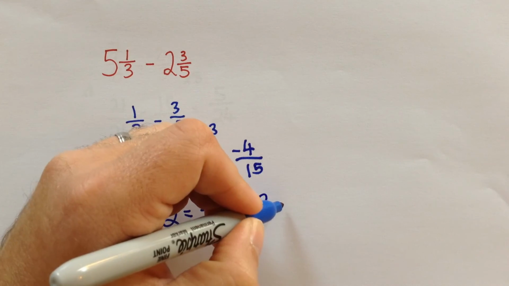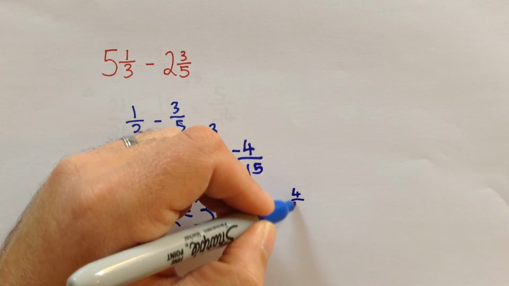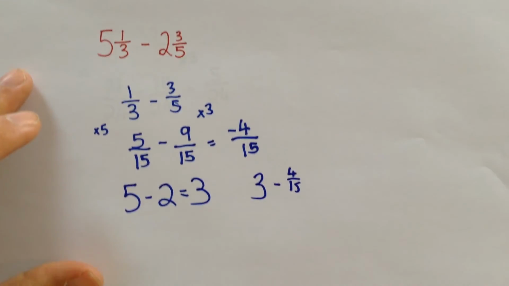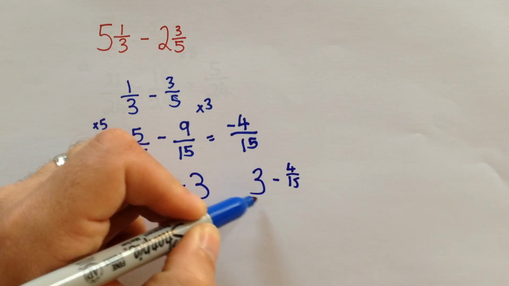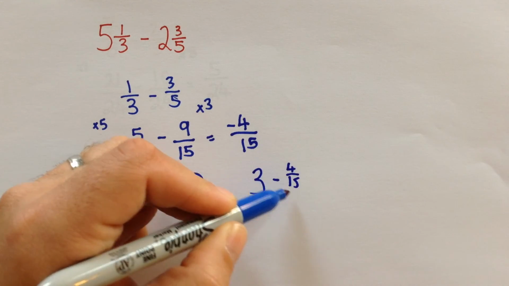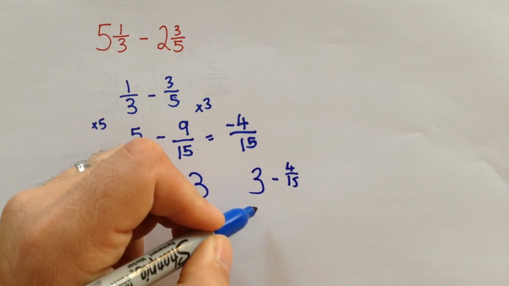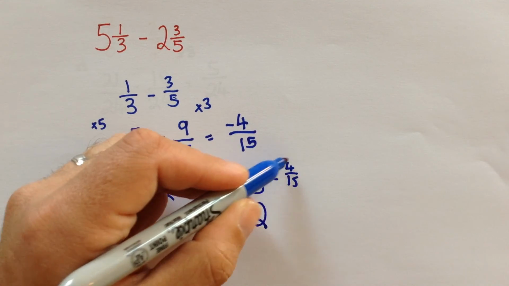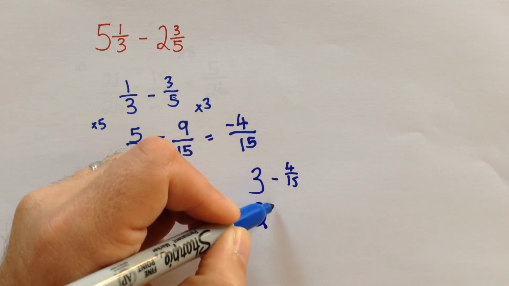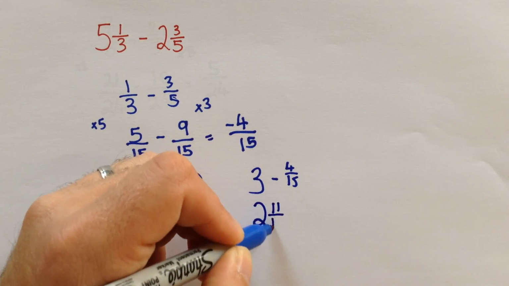Well, 3 take away 4/15. It's almost like saying we need to take one of these whole numbers here and take some part of it, a little fraction away from it. So this is going to leave us with 2. And if I take 4/15 away from a whole thing, I'll be left with 11/15.